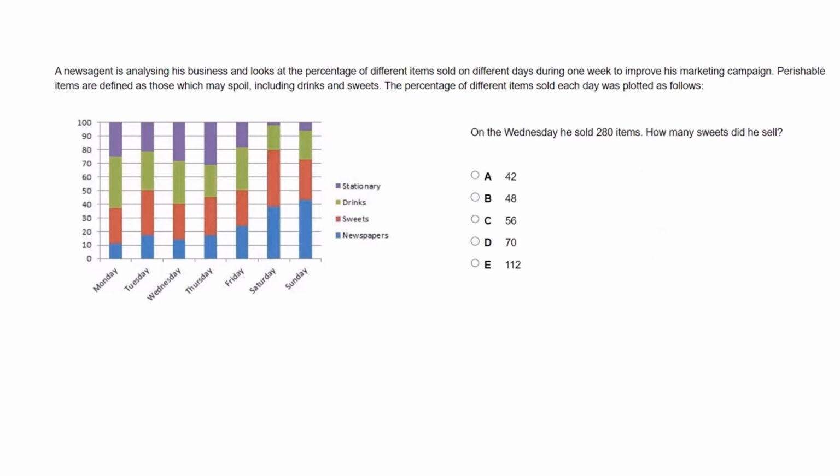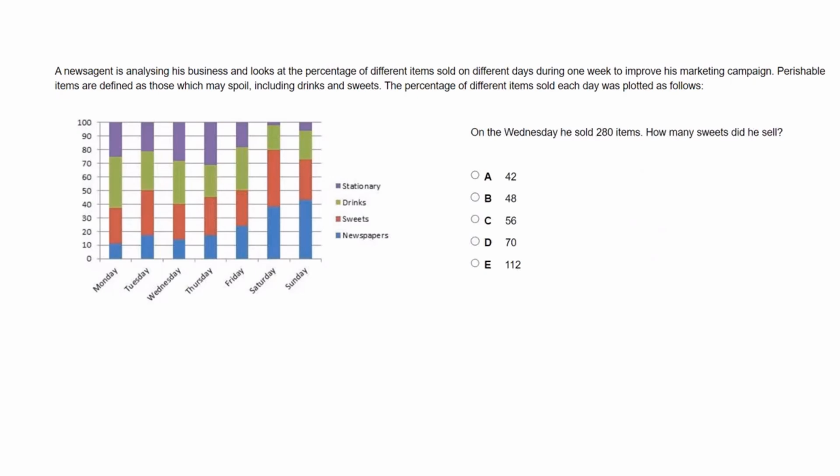Any suggestions? D. Anybody disagree? Good. Yeah, D is the right answer. So for that one, you look at the Wednesday column, which is the third one, and you can see we're talking about sweets, which is the red band. You can see it goes from 15 to 40%.